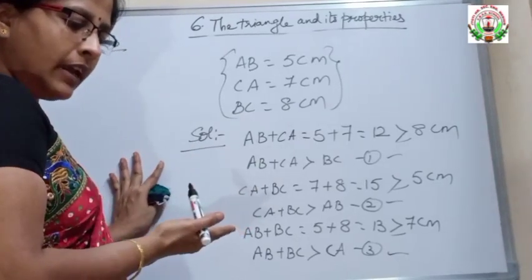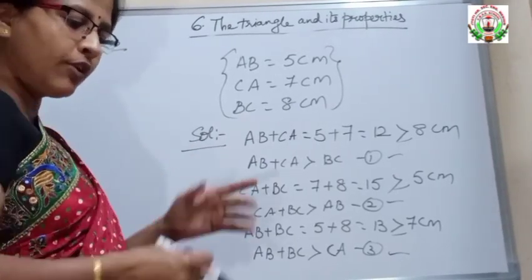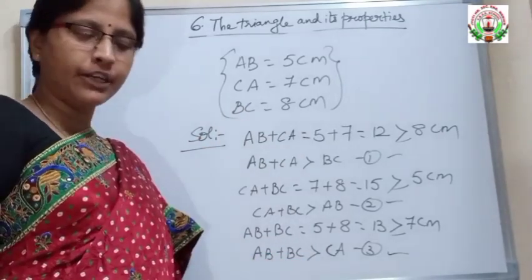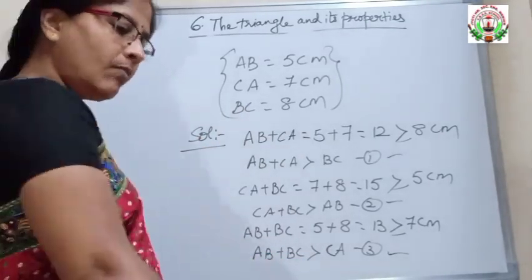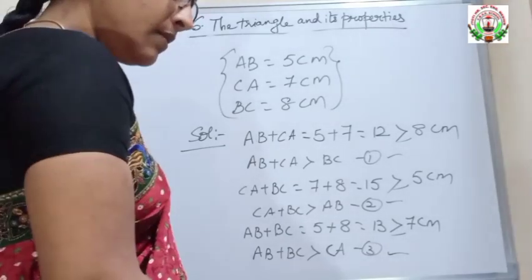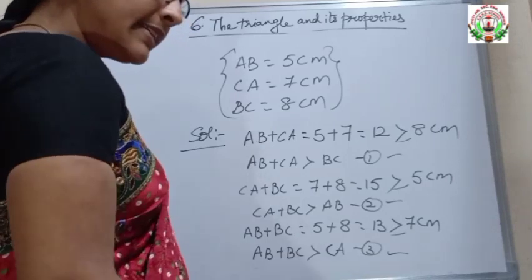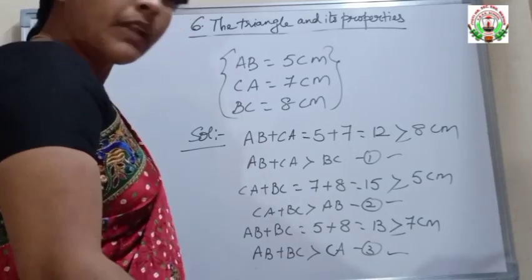Your 6.4 is based on this, and we are going to use the median and also the altitude of the triangle. So let us continue our exercise 6.4 in the next video.